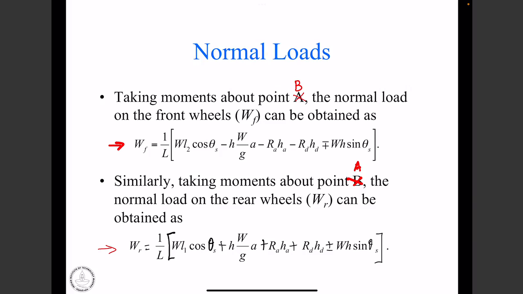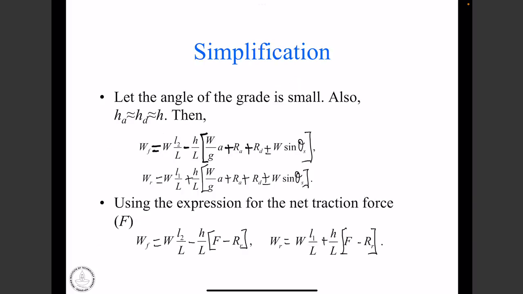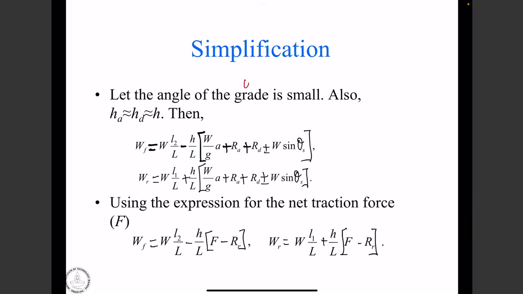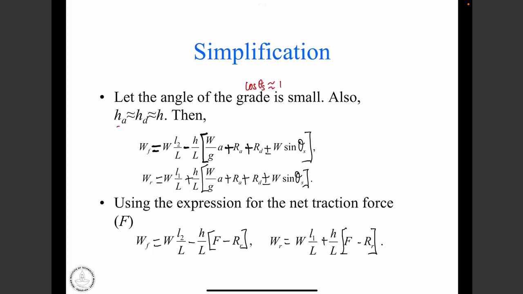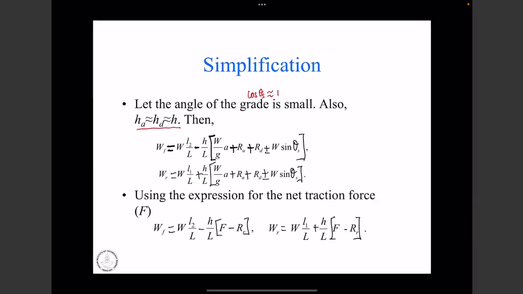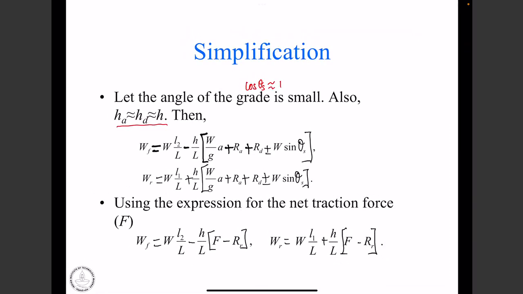So we are going to do a similar process here. Once again, we take the grade angle to be small. Consequently, we'll take cos theta to be almost equal to 1, and we also make the approximation HA equals HT equals H. If we do these approximations, these two equations that we wrote down on the previous slide become like this.